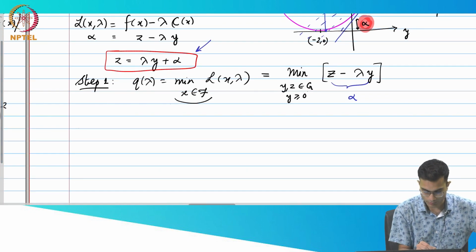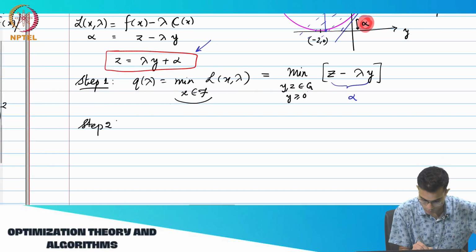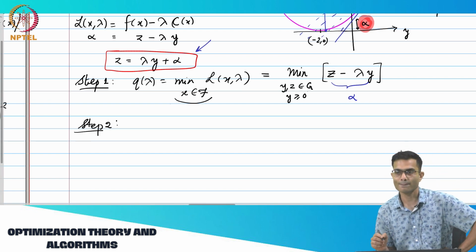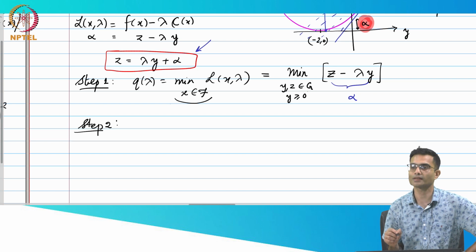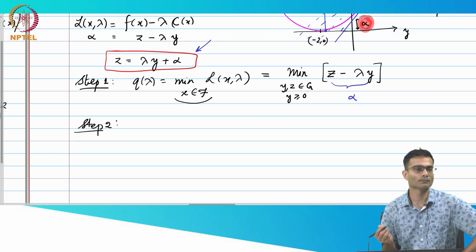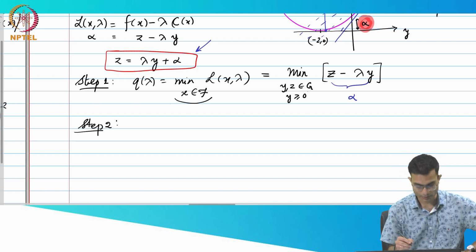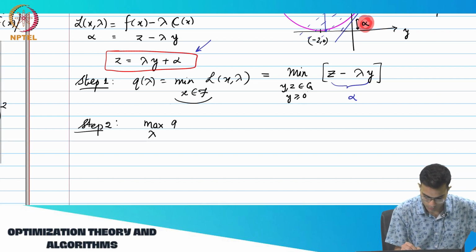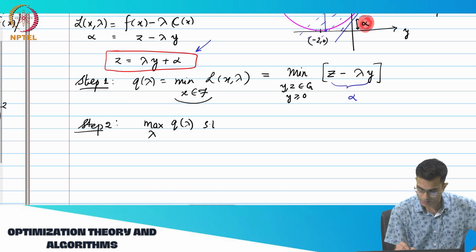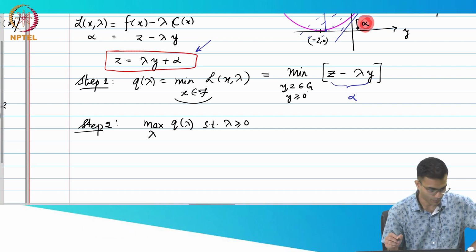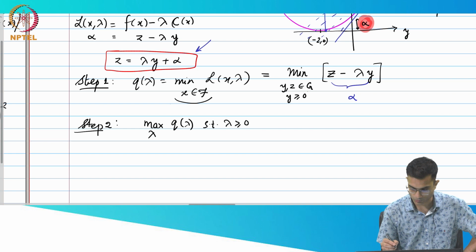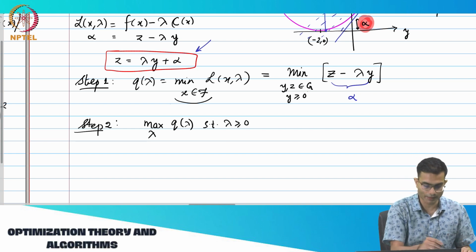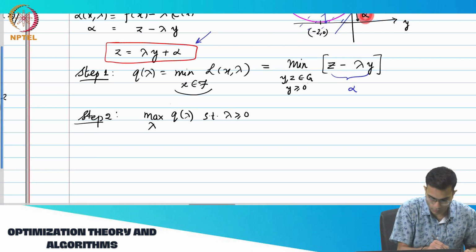That was step 1. Step 2. What is step 2? Having got the Lagrangian dual, what did I want to do? Maximize it. Right. So step 2 was basically max over lambda, q of lambda, such that lambda greater than equal to 0. Okay. So in step 1, basically, okay, so let's again plot it.